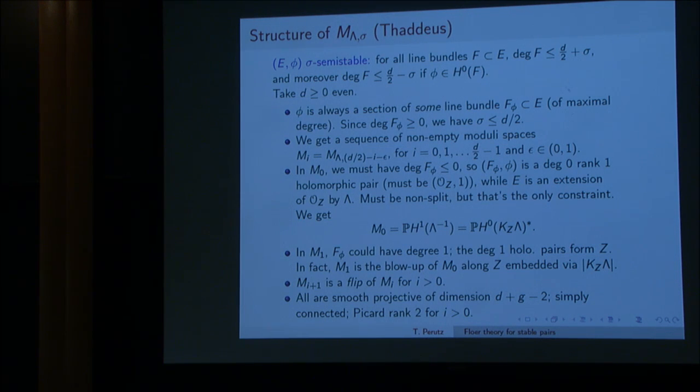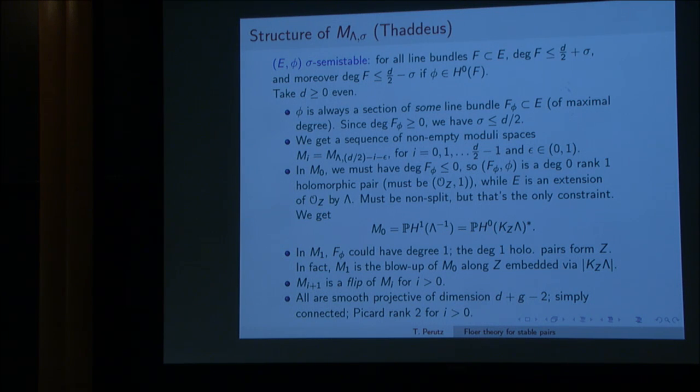M1 is slightly more complicated, because in that case, Fi could have degree 1. So it's possible that Fi with phi forms a degree 1 holomorphic pair, and such pairs trace out a copy of your curve Z. And it turns out that M1 can be described as the blow-up of M0 along a copy of Z.